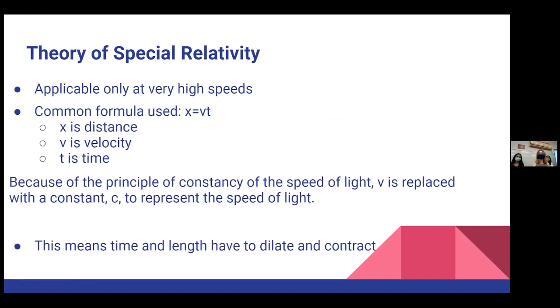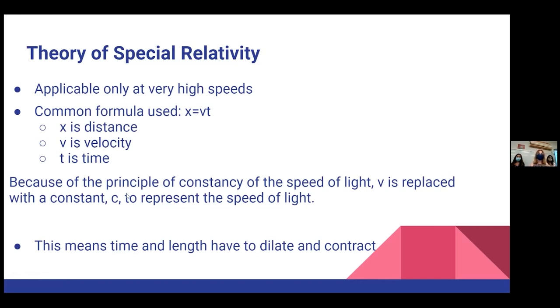So the theory of special relativity is only really relevant to apply at very, very high speeds. And by very high speeds, I mean at least 1/10 of the speed of light, which is almost 300 million meters per second. So very, very, very fast. A formula that you'll see a lot concerning special relativity is x equals v times t. And that's where x is distance, v is velocity, and t is time.